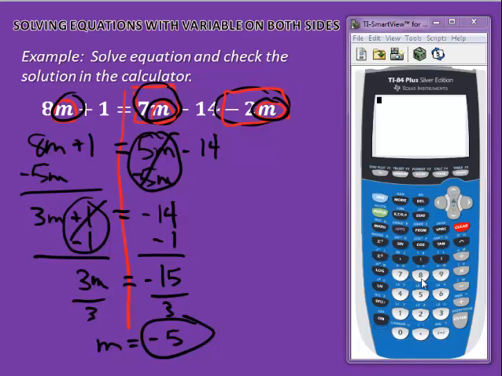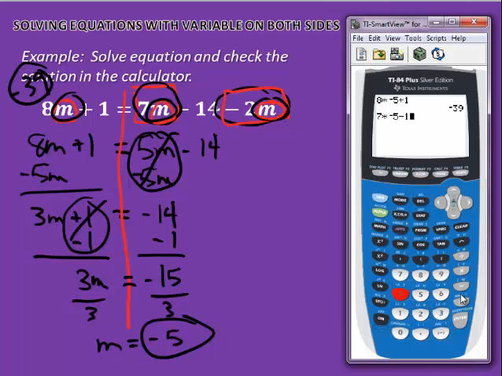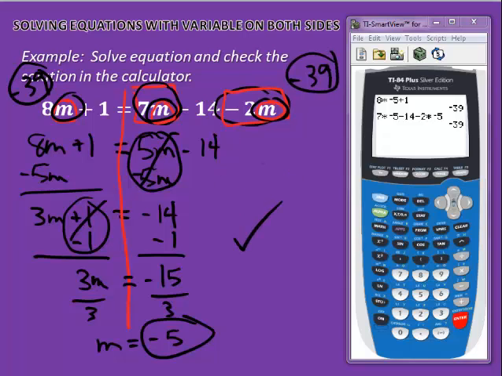So on the left side I have 8 times negative 5 plus 1, and that's going to equal negative 39 on the left. The right side, I'll do 7 times negative 5 minus 14 minus 2 times negative 5, and I hope I get negative 39, and I do. So we got negative 39 on both sides when we checked, so we know that our answer is correct.